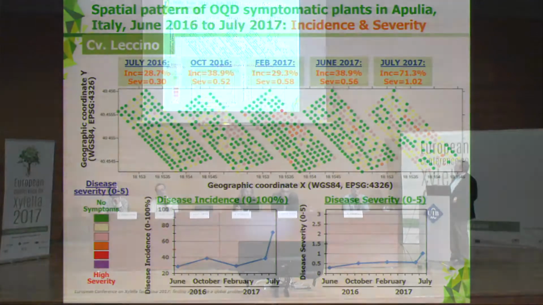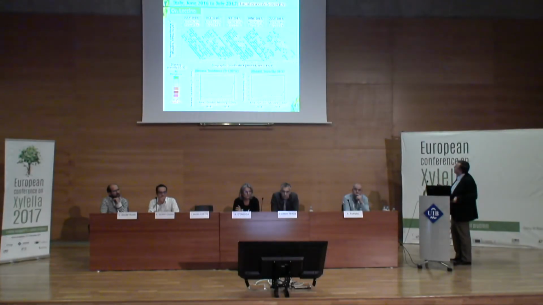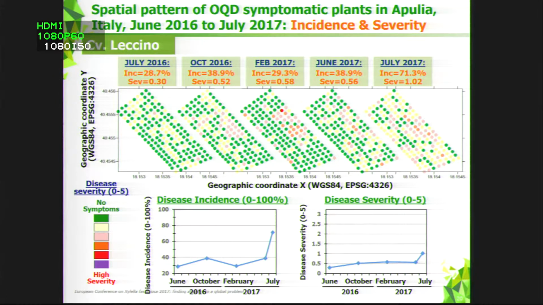This is a different case for cultivar Leccino, considered tolerant. Here you can see the increase in disease incidence and disease severity. From July to 16, you have 28% disease incidence and 0.3 severity. At the end, you have 70% disease incidence, but about 1 for disease severity. So it remains almost constant till the last disease assessment in both cases, incidence and severity. So we have to look carefully at what happens with these plots in the future.